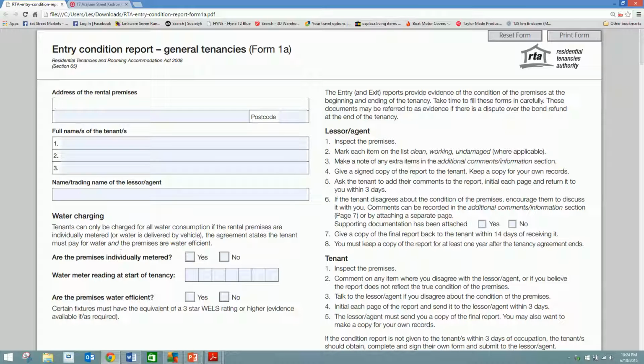the water. So every home's got a water meter. So if it's just an individual house, it will have its own meter. We can say yes. And then you go out and you read the meter. So the meter's got a number on it. So you go outside, open up the meter and record the number that's on the meter. Are the premises water efficient? So that means, does the shower have a water efficient hose and that kind of thing.